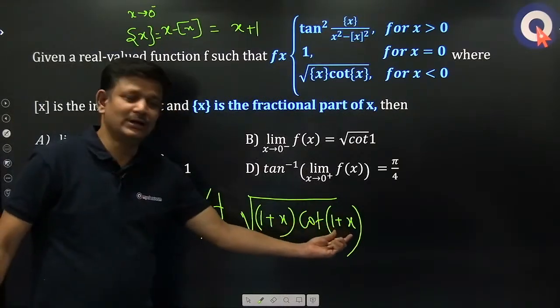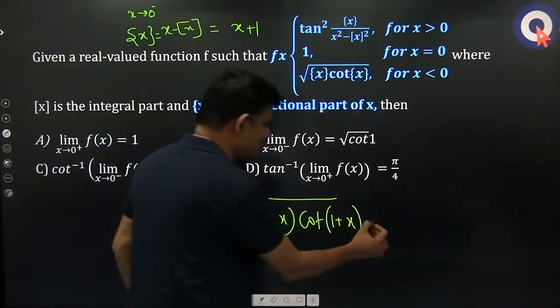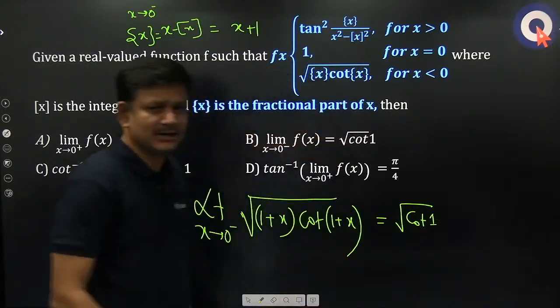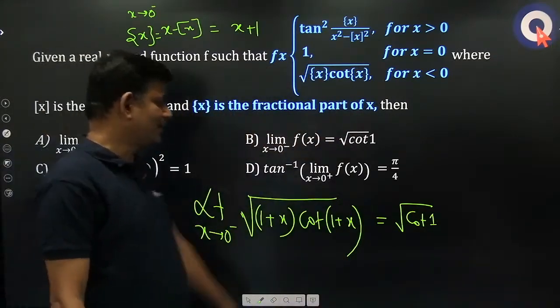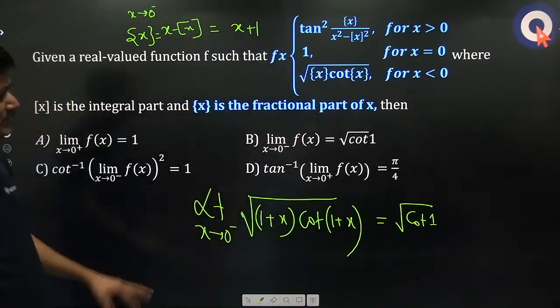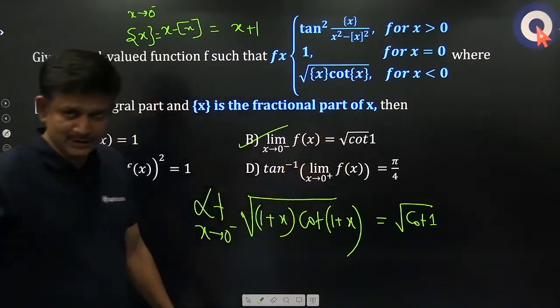As x tends to 0, this becomes 1. This is also 1. So this is root cot 1. Is cot 1 positive or negative? Absolutely positive. 1 radian is about 53 degrees, which is an acute angle. Cot is positive, so the root is properly defined. So this is your option.